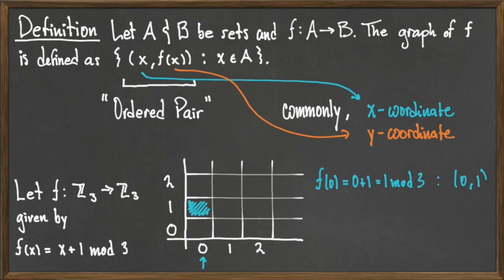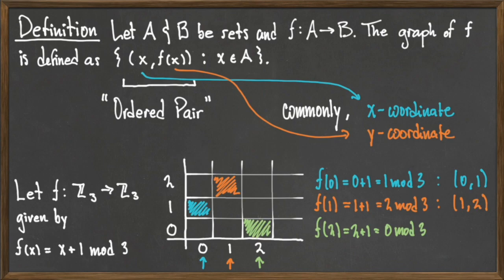f evaluated at 0 equals 1 mod 3, so we will fill in the square (0, 1). f evaluated at 1 equals 2 mod 3, so we fill in the square (1, 2). And finally, f evaluated at 2 is equal to 0 mod 3, so we will fill in the square (2, 0). And this is how you graph a finite valued function like the one here.